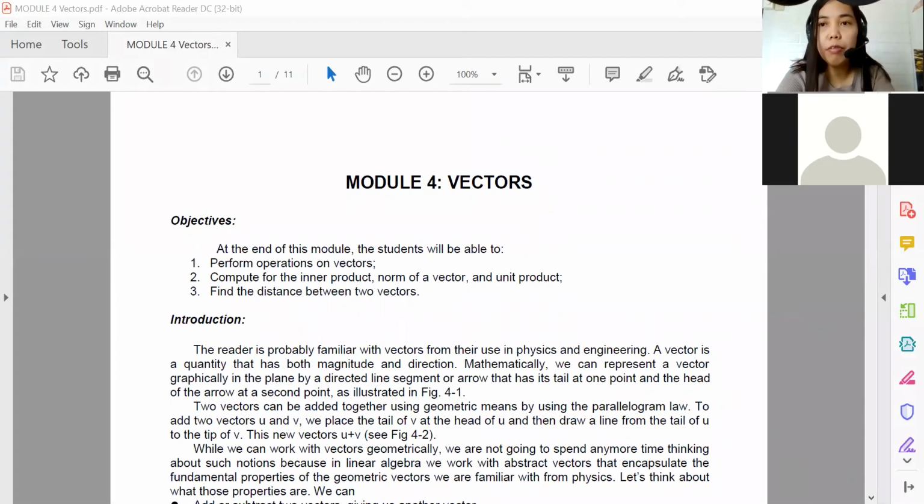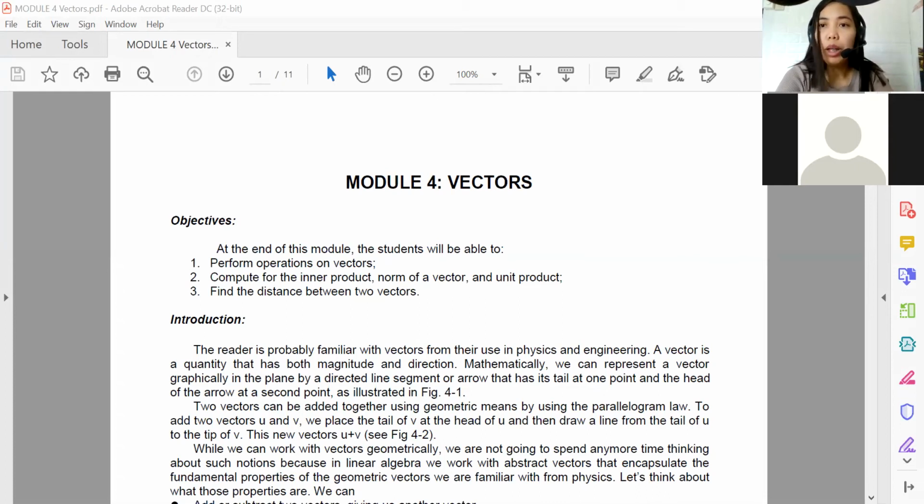Okay, so today class, we will have our new topic in linear algebra. We will proceed to the next module, which is about vectors. At the end of this module, the students will be able to perform operations on vectors, compute for the inner product, norm of a vector, and unit product. And of course, find the distance between two vectors.